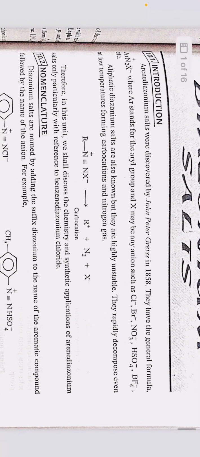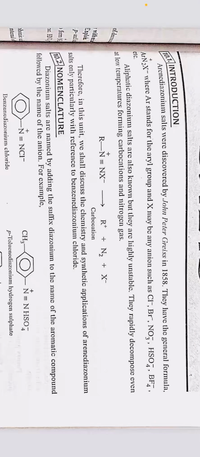Arene diazonium salts were discovered by Johann Peter Griess in 1858. They have the general formula ArN2+X−, where Ar stands for the aryl group and X stands for any anion such as chloride, bromide, nitrate, etc. Aliphatic diazonium salts are also known, but they are highly unstable. They rapidly decompose even at low temperatures, forming carbocations and nitrogen gas. The reaction is shown here.